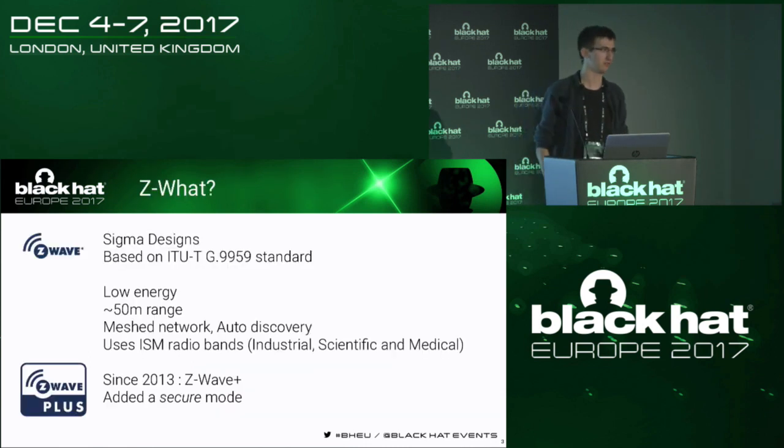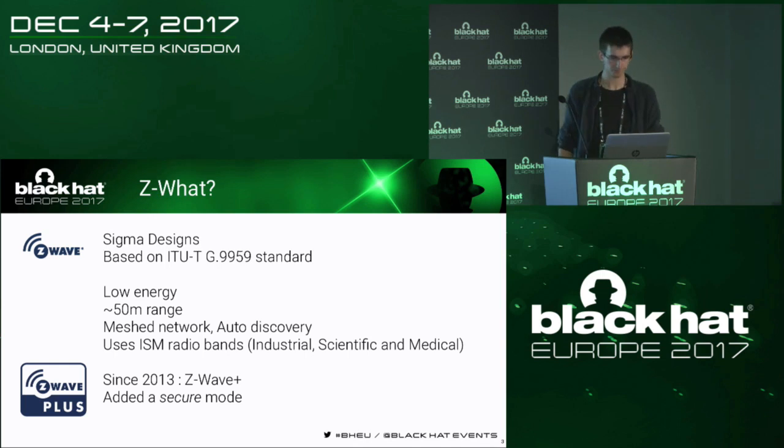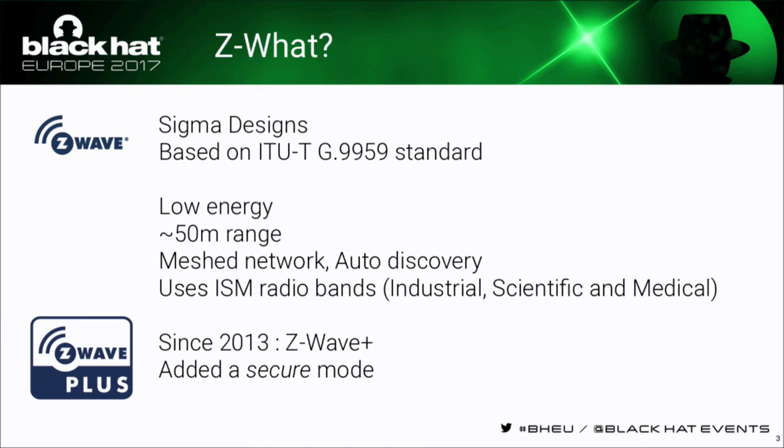ZWave is an IoT protocol mostly used in home automation. It's based on a standard for the communication. One of its main characteristics is that it's low energy, so it's made to be used in battery-powered systems, and of course to be able to work for months or even years without needing the user to change the battery. It has a range of about 50 meters, but it works as a mesh network. So if you have a building that is 300 meters long, you can use it, and each node will repeat the signal to the other one.